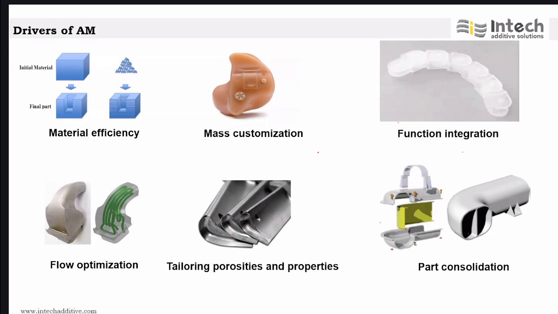Now, the part consolidation is about how we minimize the number of parts. Let's say we have a duct, which is shown here, where it has got 5 to 8 parts. It can be made as a single part, a single integrated part. So this actually eliminates the fasteners and also the assembly. There is no assembly time and labor involved.